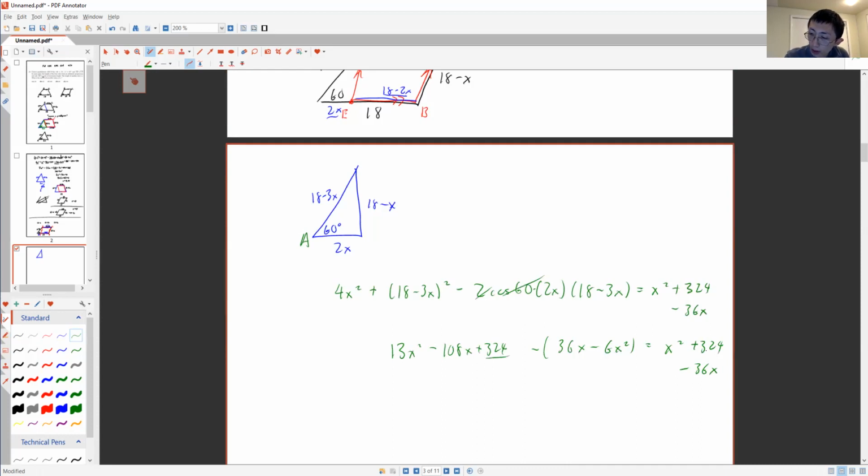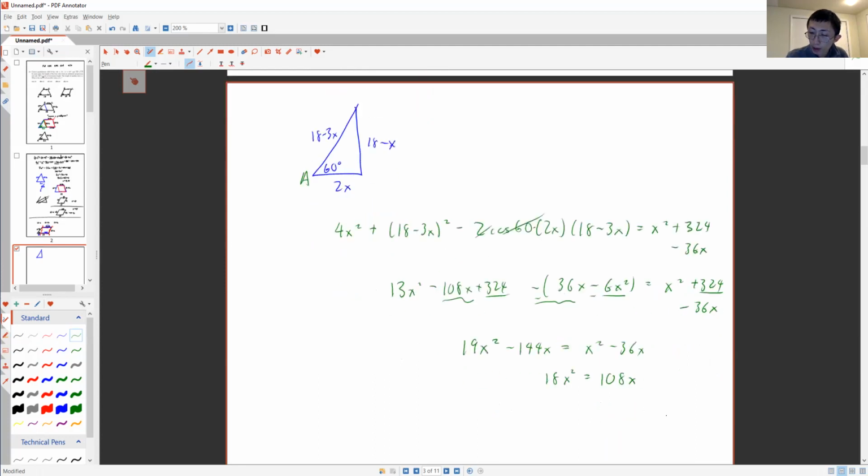So the 324s cancel again. We have a plus 6 here because there's a minus minus. So 19x squared. We have a minus 36x minus 108x. And then the 324s cancel, and this just equals x squared minus 36x. So we'll get 18x is x squared is 108x. So here x is 0 or 6. We already did the x is 0 case, so what happens if x is 6, right?